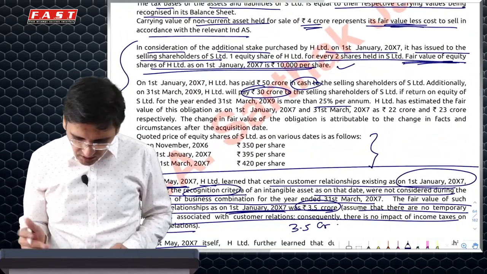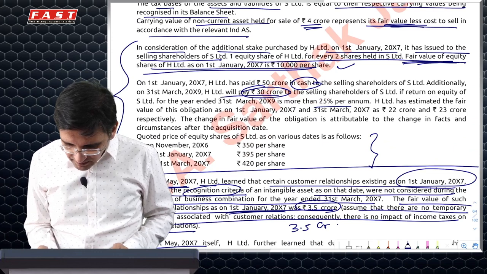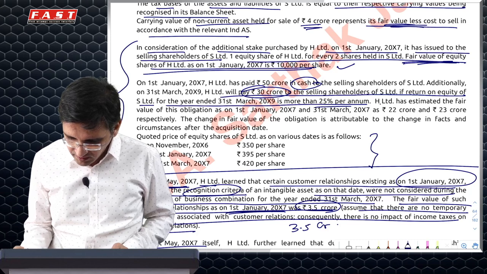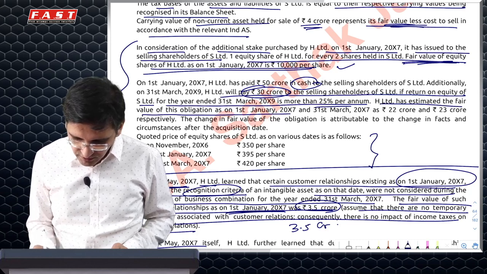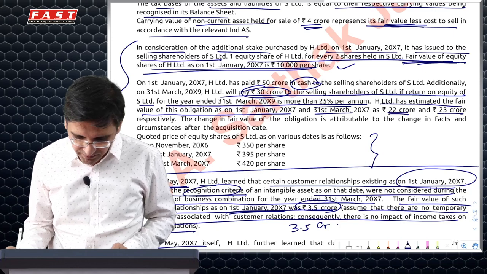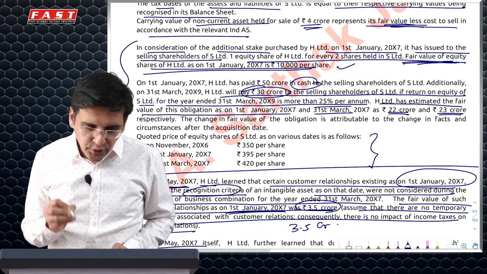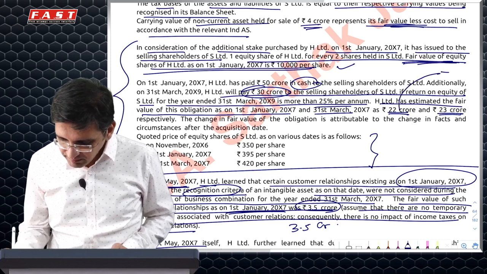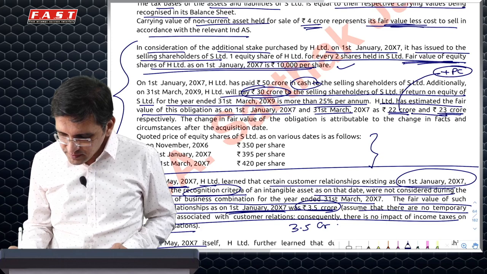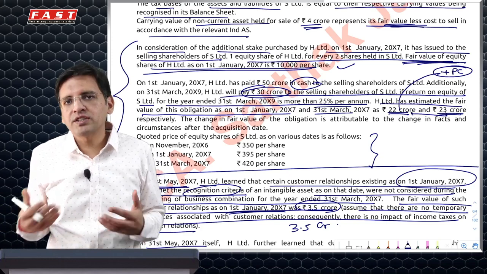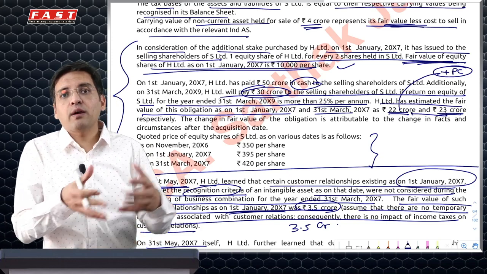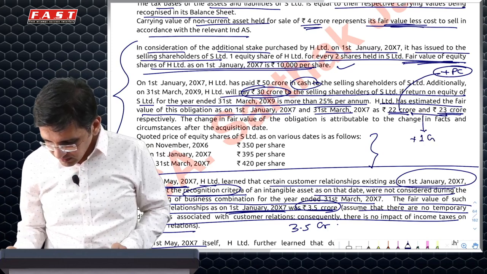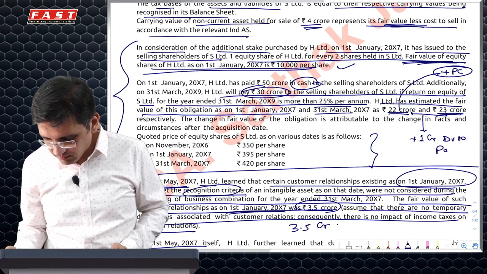So I'll just read out the contingent consideration thing. It says we'll pay 30 crore to selling shareholder if return on equity of S Limited is more than 25% per annum. We estimate fair value of this obligation on 1st January and 31st March as 22 and 23 crore. So this is not fixed number of equity share, it's a liability. Number one, 22 crore will be part of PC. But then subsequent changes, due not to change in estimate or events existing on the date of acquisition but due to later changes, so this 1 crore will be debited to PRL and it will not be adjusted from PC or goodwill.